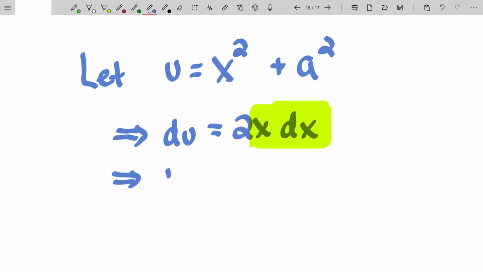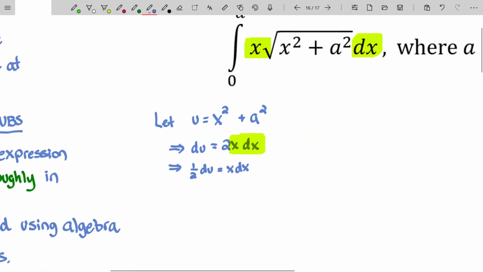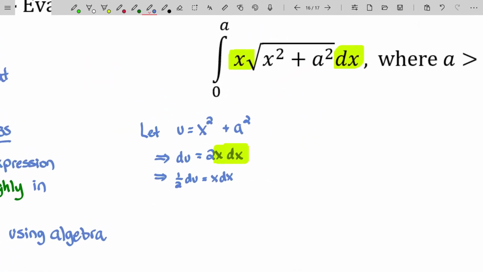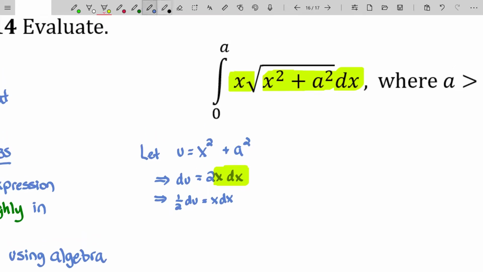And I'll divide both sides by 2. So 1/2 du is equal to an x dx. And now I can make that replacement. So not only is the x squared plus a squared going to be written in terms of u, but also the x dx can be written in terms of u as well. Now we have to worry about the limits of integration.